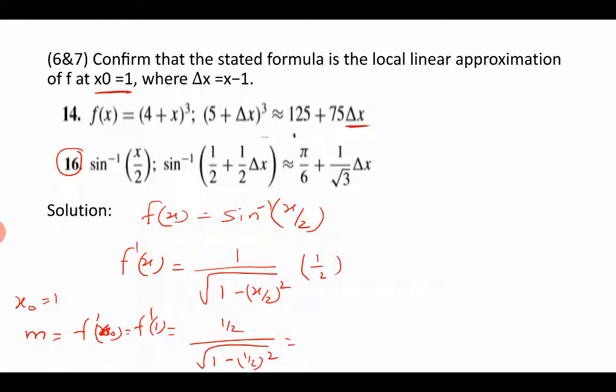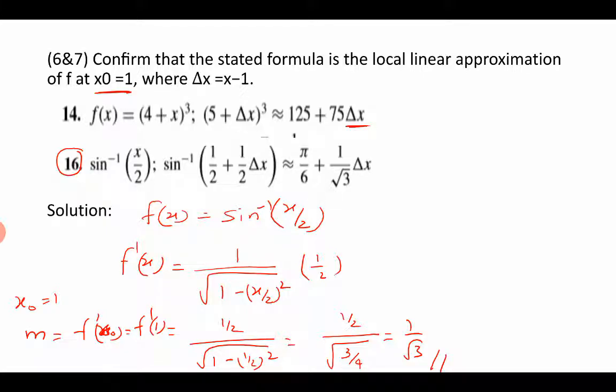So this is 1 over 4, 4 minus 1 divided by 4, isn't it? So you get 1 by 2 divided by the square root of 3 by 4. The square root of 4 is 2, that can be cancelled with the numerator 2, so you get 1 over root 3. This is your slope.